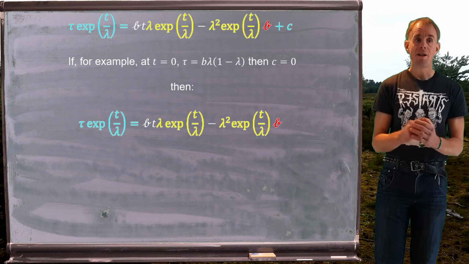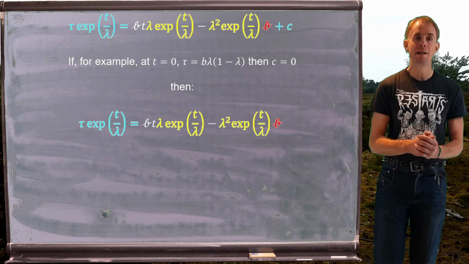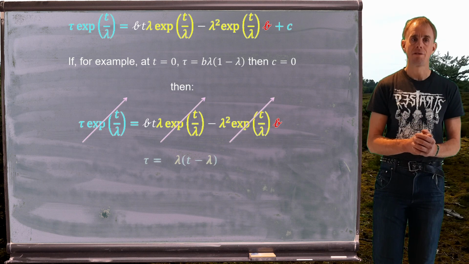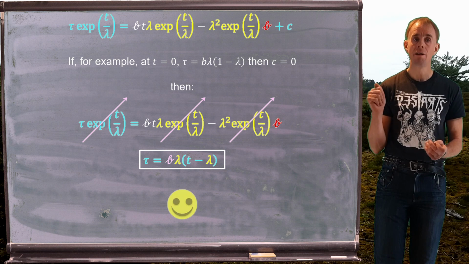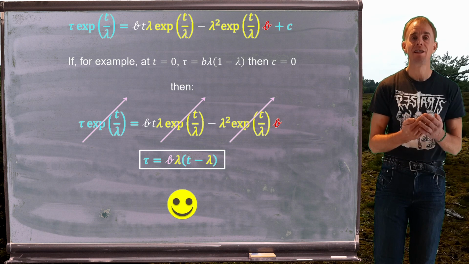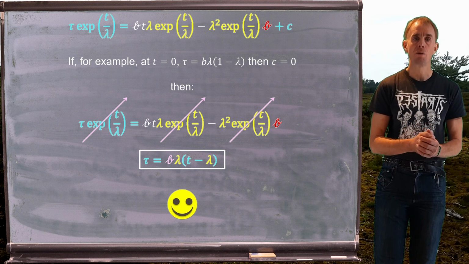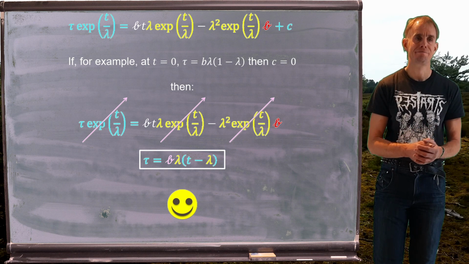And hey, look, that integrating factor that I originally inserted, that e to the t over lambda, now cancels out. And so I simply end up with the result that my stress tau is equal to b lambda multiplied by t minus lambda. And so I have successfully integrated that differential equation by making use of the integrating factor approach.